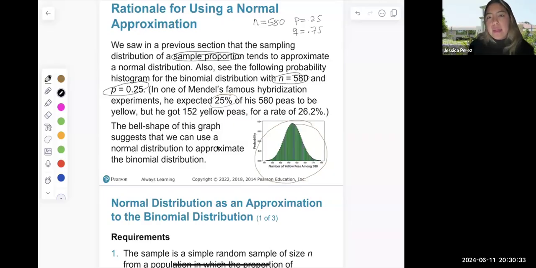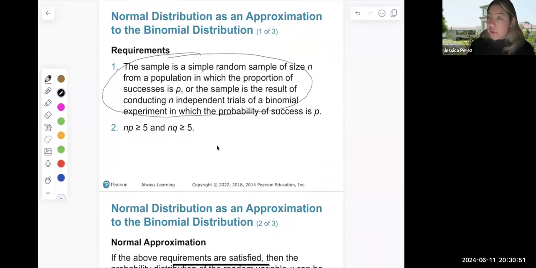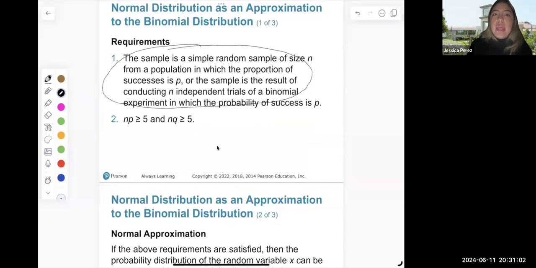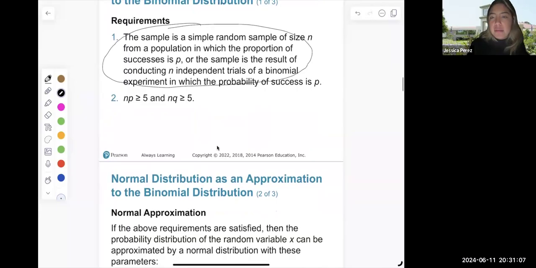And then what else? The number of successes. So how are the number of successes found? We have the following. The sample size is a simple random sample. So we are now going to be using a normal distribution to find the solution for this problem. We have the number of successes and P, the proportion. We have n independent trials for a binomial probability.